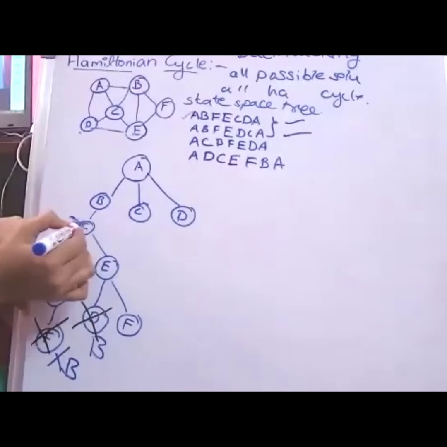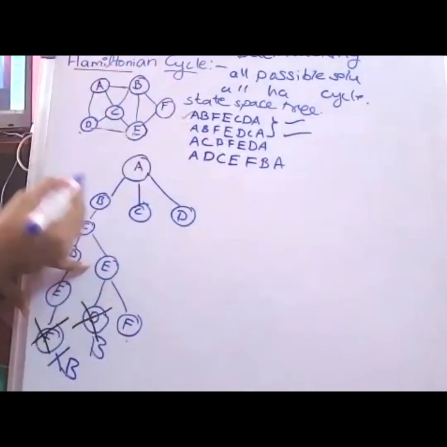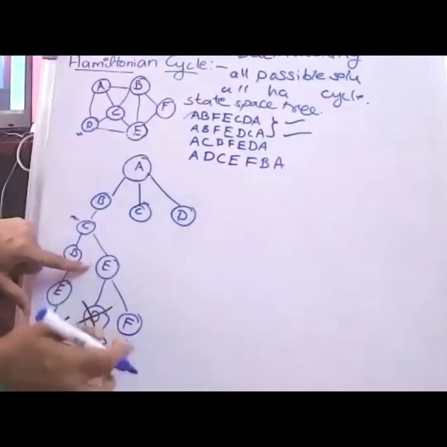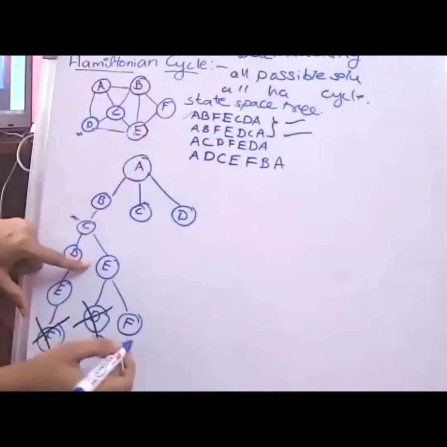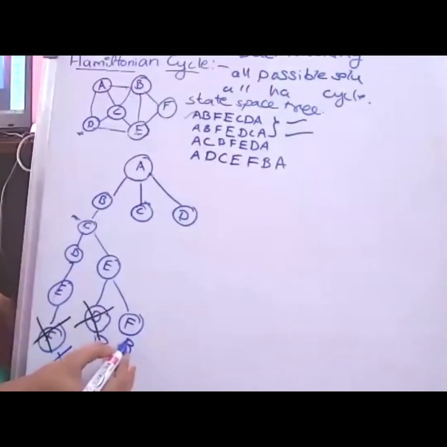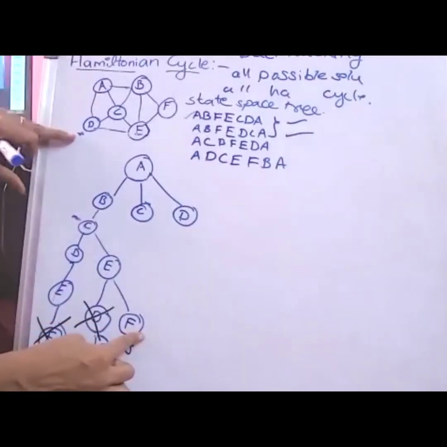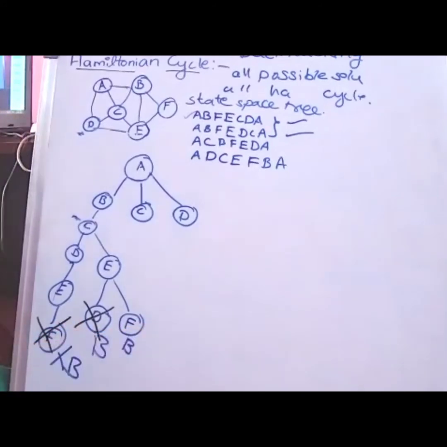So A, B, C, E and F are covered. The remaining unvisited vertex is D. Is there any path from F to D to visit this one? There is no direct path from F to D. So this is also not satisfying my boundary condition. I am unable to visit the other vertex present in the graph to find the Hamiltonian cycle. So this is also not a possible solution.